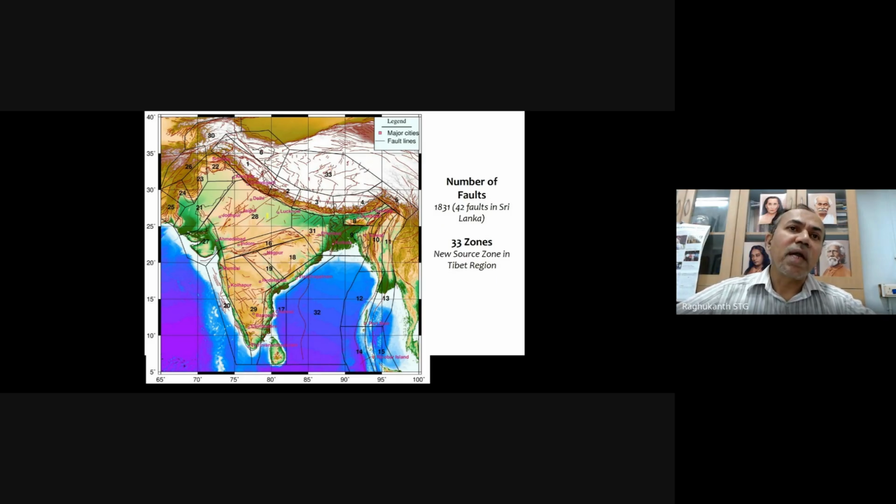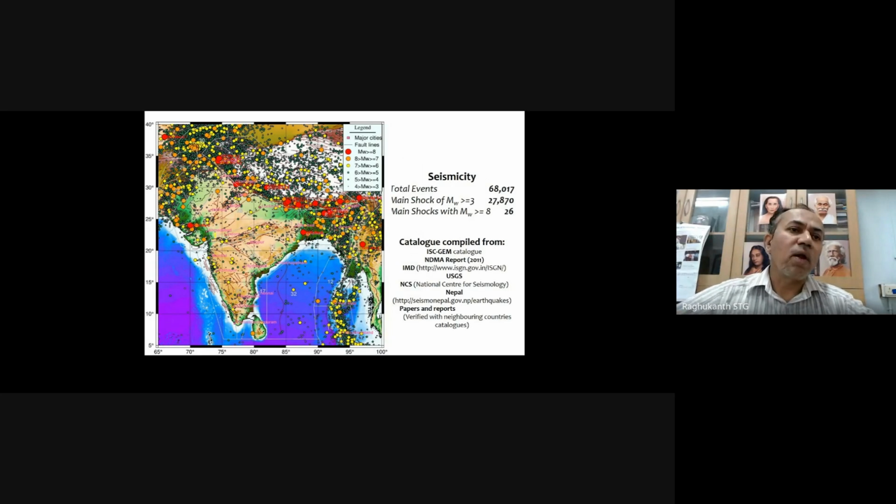Another thing we have done, because of data scarcity or data issues, is that instead of analyzing each and every fault, we have divided them into 33 zones. We have grouped these faults into zones. For example, this is one zone. All the faults in zone number 19 are grouped as one homogeneous group. Next was the catalog preparation.